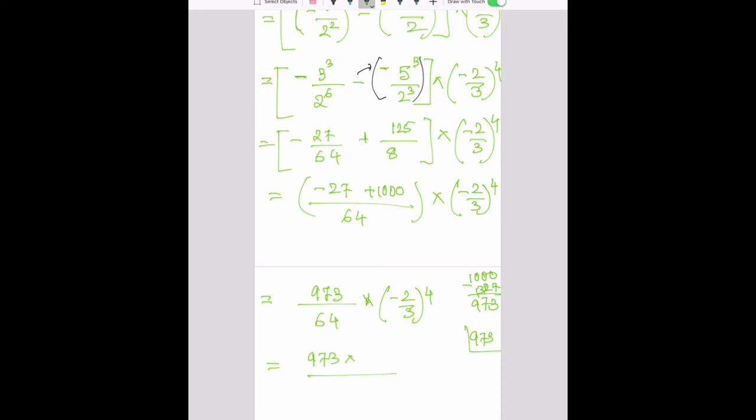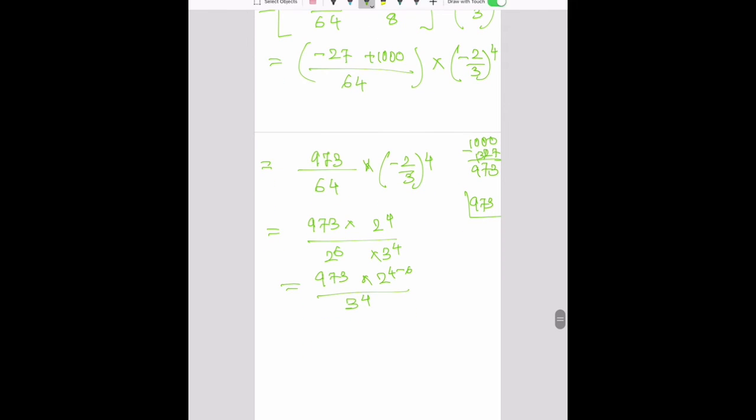I'll cross check my calculations. 64 can be written as what? 2 to the power 6, and this minus will become plus because this is an even power, so 2 to the power 4 and then 3 to the power 4. So we keep 973 here, we write 2 to the power 4 minus 6, we take it on top, and 3 to the power 4 below. I'll show you another method which will be much easier, I think, than doing this way, but let's see. So this is 973 into 2 to the power minus 2, 3 to the power 4.